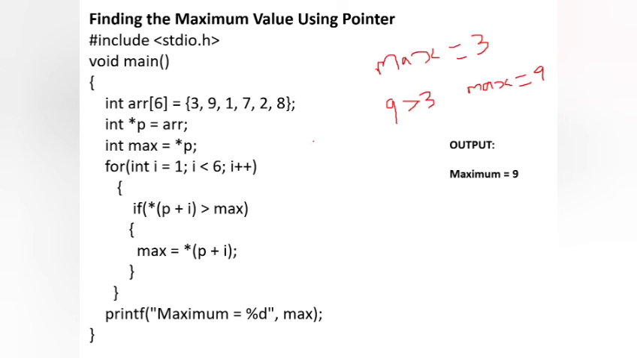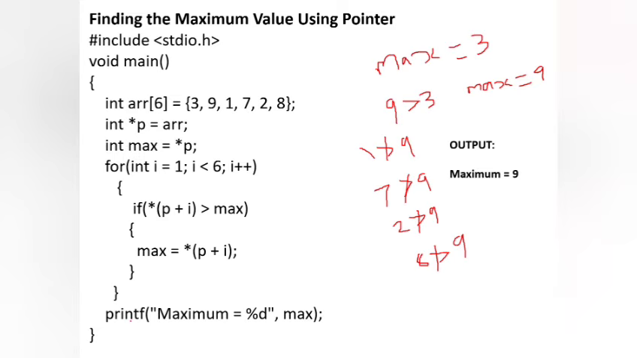So we are checking first 9 with 3. So we changed the value. Biggest is 9. Next we are checking whether 1 is greater than 9. The condition is wrong. Next we checked with 7. Is 7 greater than 9? There also the condition is wrong. Next we checked 2. Is 2 greater than 9? There also the condition is wrong. Next we checked, is 8 greater than 9? There also the condition is wrong. All the elements are processed. So after processing all the elements, the loop will stop.